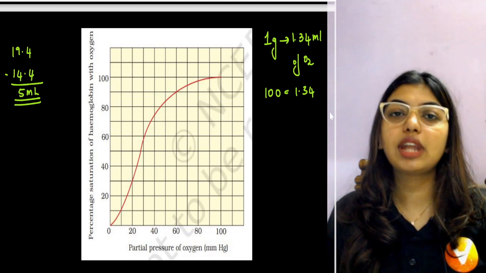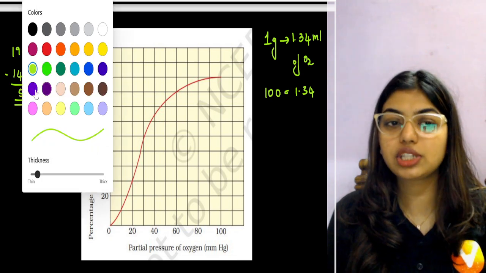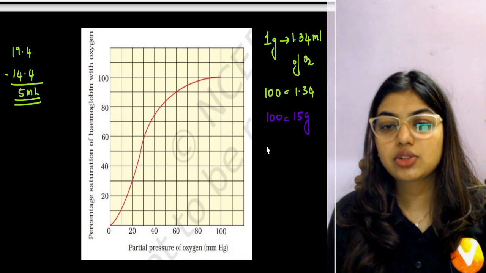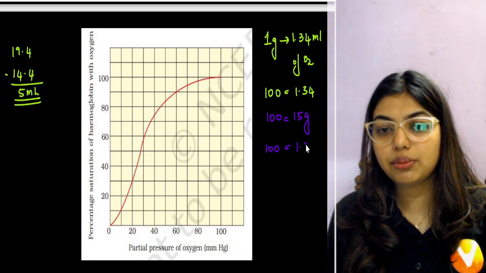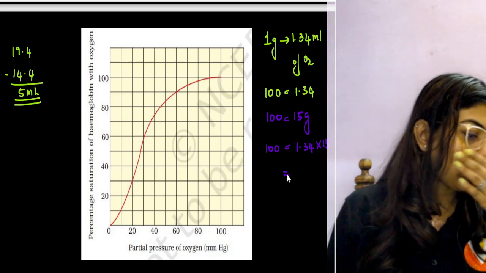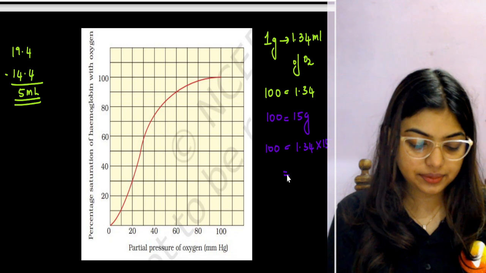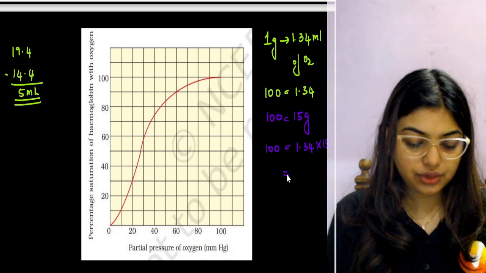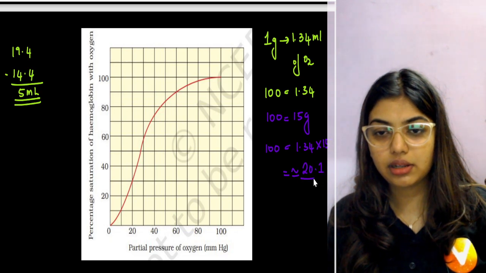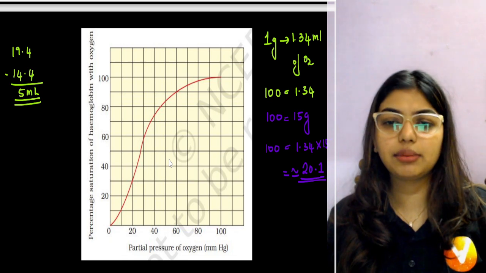For every 100 ml, there are 15 grams of hemoglobin. That much hemoglobin is there, which means only that much oxygen can be carried. So every 100 ml is equal to 1.34 into 15, because hemoglobin is the one carrying the oxygen. So how much is the calculation? One second, let me just do it. 1.34 into 15, around 20.1. So approximately 20 ml of oxygen will be taken.